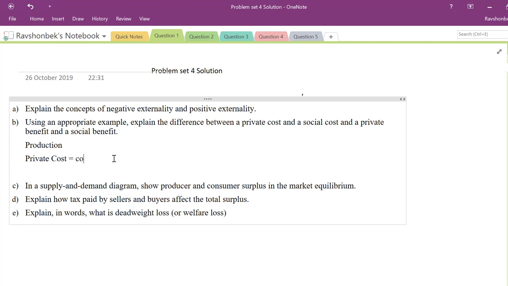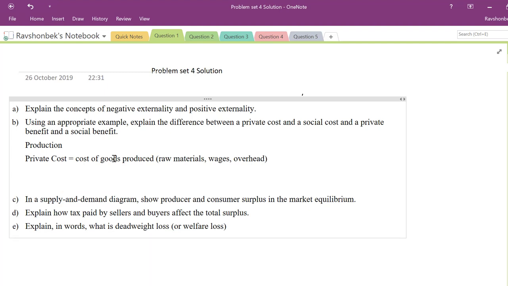cost of goods produced. This could include raw materials, wages, rent. Well, let's call it overhead costs. So these are fixed costs usually. Now these are kind of monetary costs. So these are the price costs.